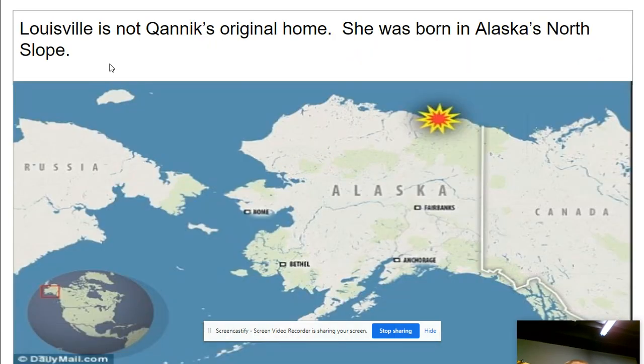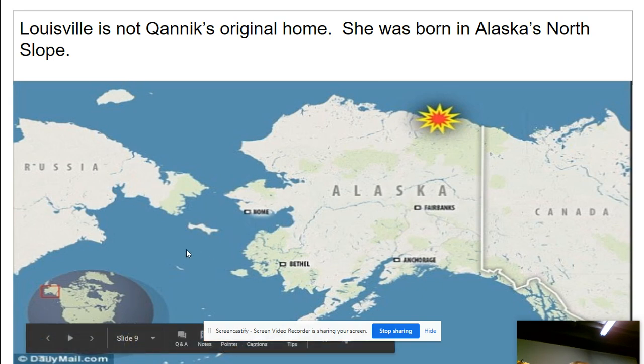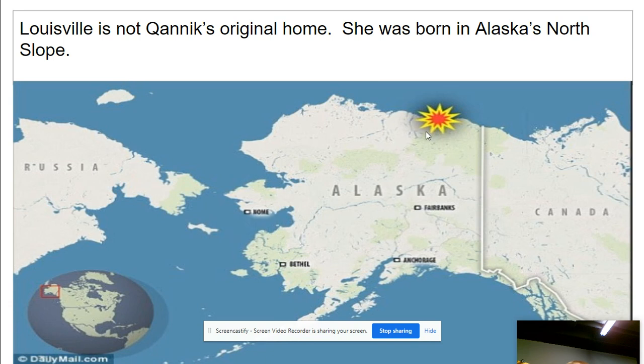Okay, so Louisville is not Kunik's original home. She was born in Alaska's North Slope. If you look down here, you can see a map of the Western Hemisphere, and you can see that this is where Alaska is. So Louisville is way down here around where my arrow is, and this is where Alaska's North Slope is. Let me tell you a little bit about Kunik and how she got to Louisville.